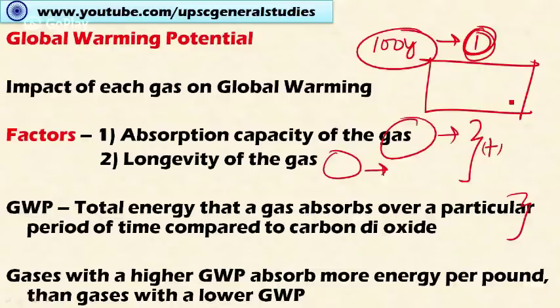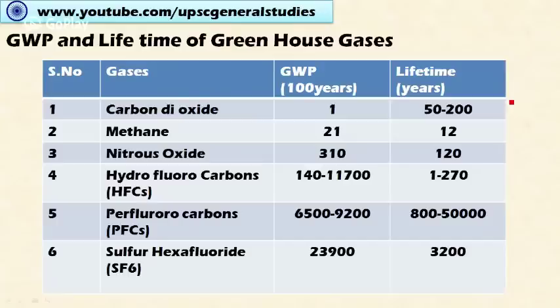The gases with higher global warming potential absorb more energy per pound than the gases with lower global warming potential. This table clears your doubt about that. For example, consider 1 ton of carbon dioxide: over a period of 100 years it absorbs 1 unit of energy, or 1 unit of heat. This causes 1 unit of global warming in the atmosphere. This is considered as the base.